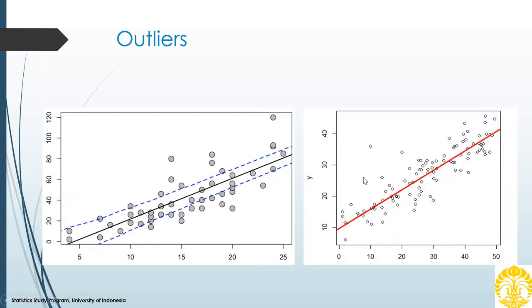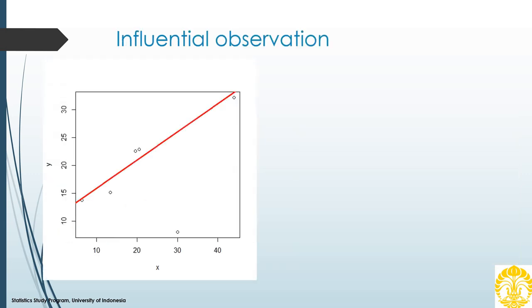In the outliers here we have the regression with the whole data points, and there are still some points that are very far away from their predicted value, and that very far away is set as 3 standard deviations. But then for influential observation, we can see here, okay, we have these data points here.